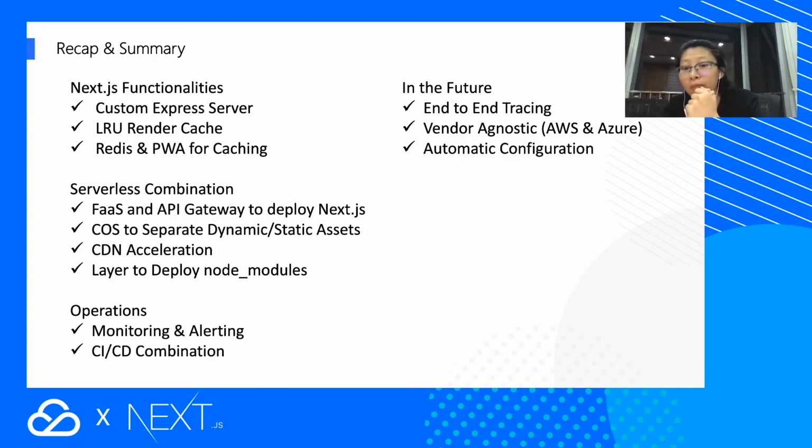We made the following improvements to create a serverless Next.js application. We use the function and API gateway to deploy the Next.js framework, and also use layers to store the dependencies. We also use COS to separate dynamic and static assets, and use a custom CDN domain to do the acceleration. And for the monitoring and alerting, we report the application-level metrics and show them in the dashboard. After reporting the logs to ES, we can also see the real-time status in Grafana and get the WeChat notification immediately when there is an issue.